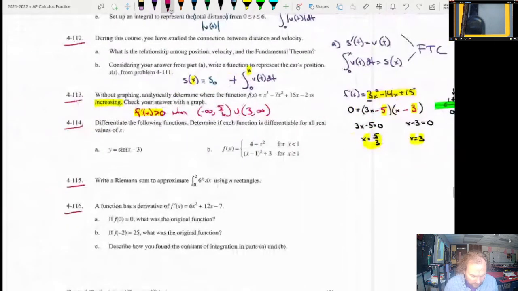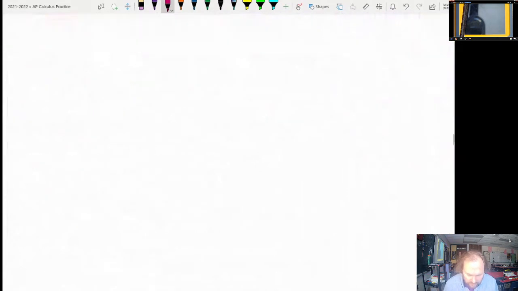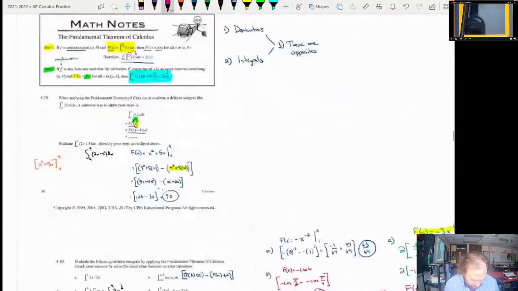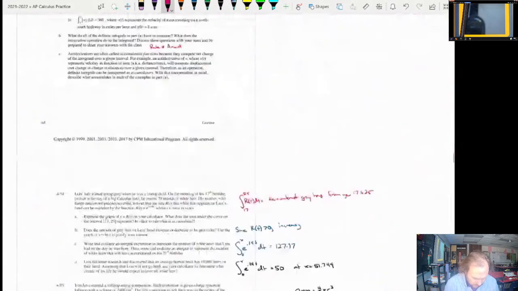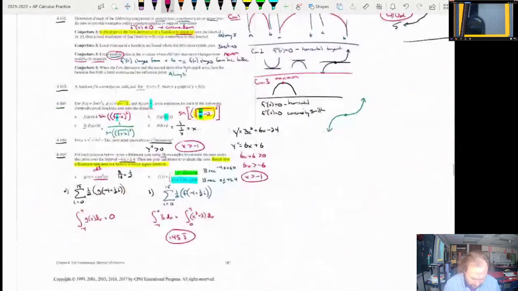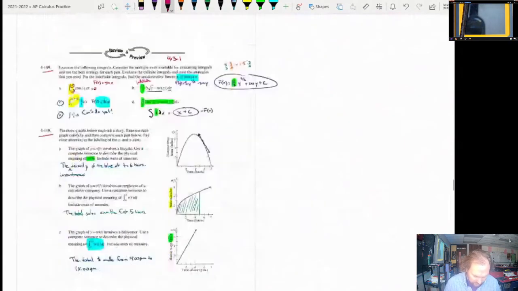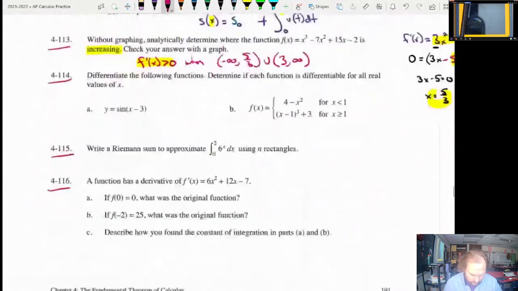Very cool. For 114, differentiate the following functions. Determine if it's differentiable. Oh man, I hate when this happens. Now I got to think about where I am. Got to find my work again. This happens when I'm too busy with the zooming in and the zooming out in this program. There we go. Okay, cool.